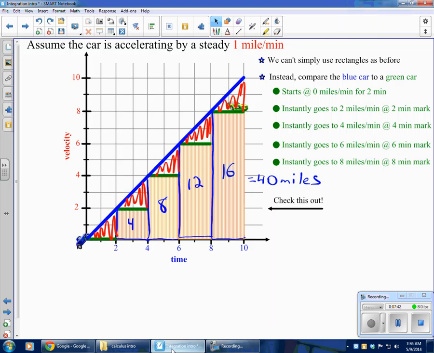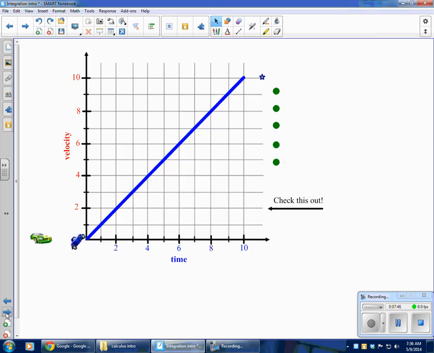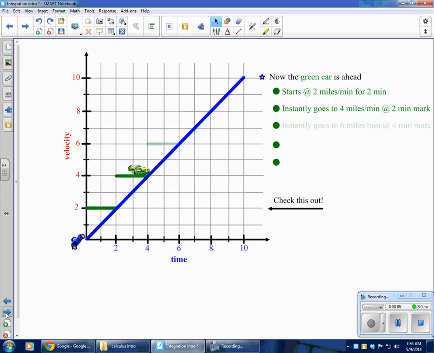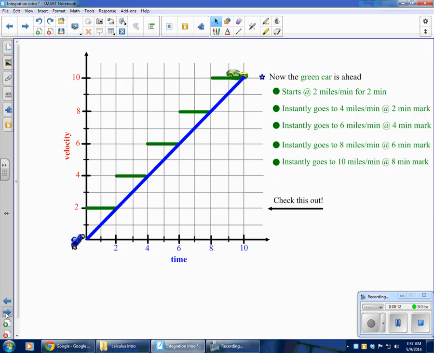Well, we can remedy that by now looking at the green car, but now the green car is going to be beating Zeno the whole time. It's going to start off this race already moving at 2 miles per minute for 2 minutes. And then it's going to jump to 4 miles per minute. Then it's going to jump to 6, then to 8, then to 10. So now the green car is always ahead of Zeno.